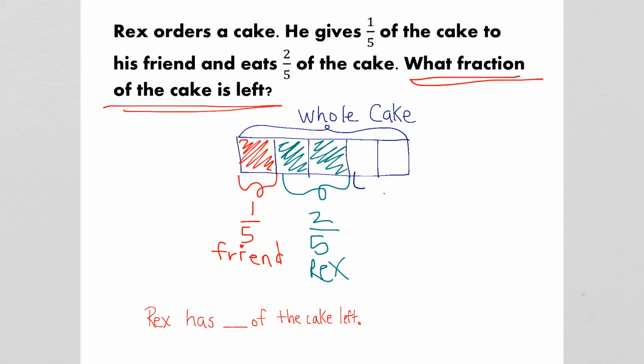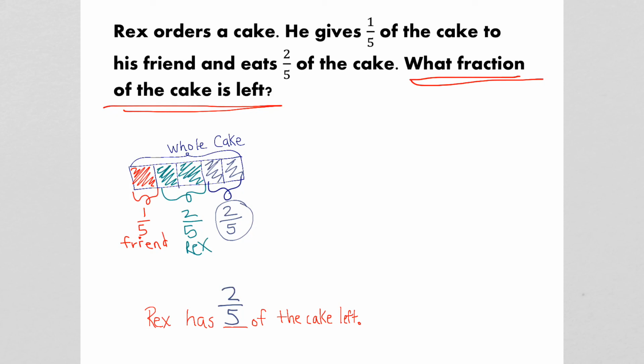Using the bar model, you can clearly see what's left. 2 of the 5 pieces is left. So your answer would be 2/5. Again, doing the read and sketch or using a bar model gives you a great way to answer and show your work. Now we're going to show it with an equation.